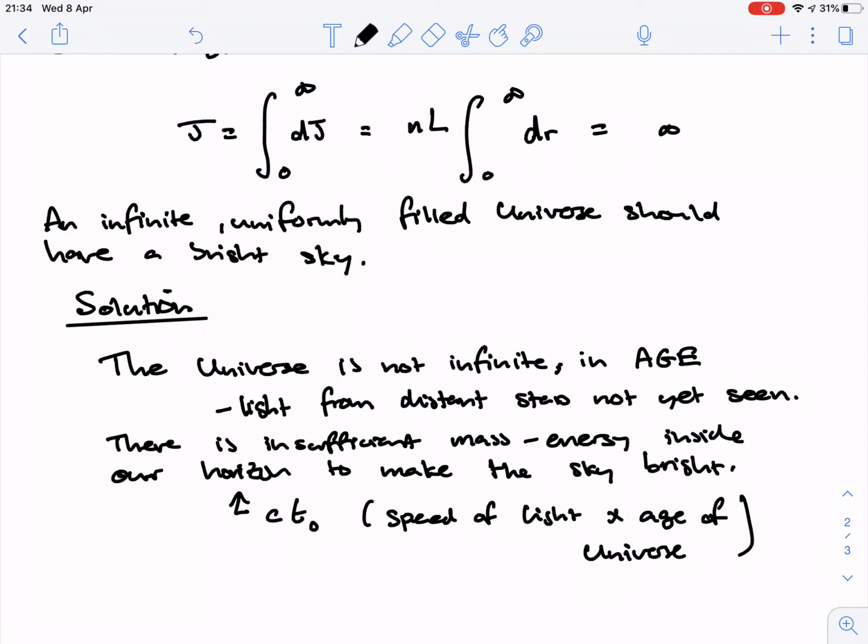And so the solution to Olbers' paradox is in fact quite profound because it immediately tells us that we are dealing with a universe which had a beginning. It has not been here for an infinite amount of time. It is an event which has a beginning. And so our cosmological models must take that into account.